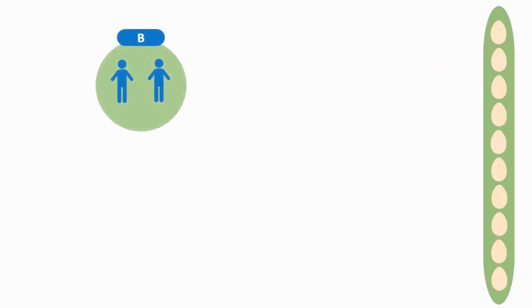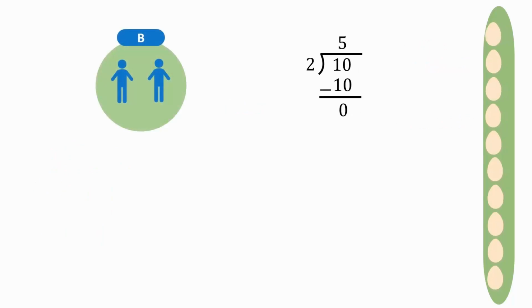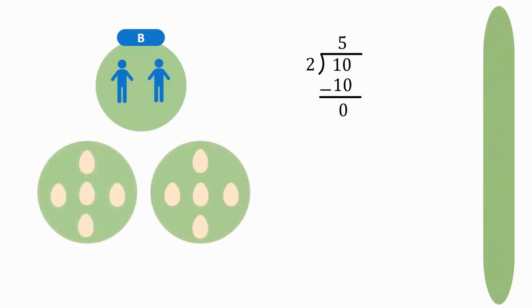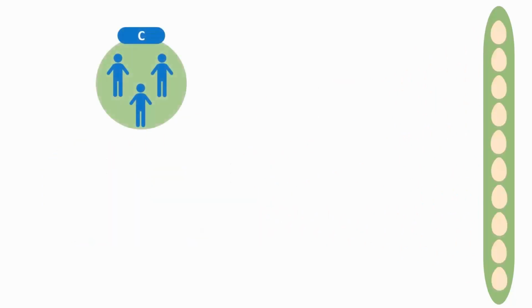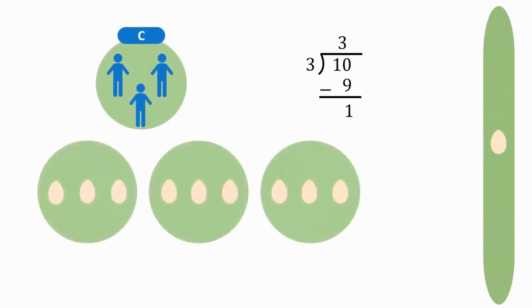Set B has 2 people. When the eggs are divided among 2 people, each will get 5 eggs. In set C, we have 3 people. When 10 is divided by 3, each person gets 3 eggs and 1 egg will be left over. Jamal cannot divide all the eggs among the people in set C as the remainder is not 0.